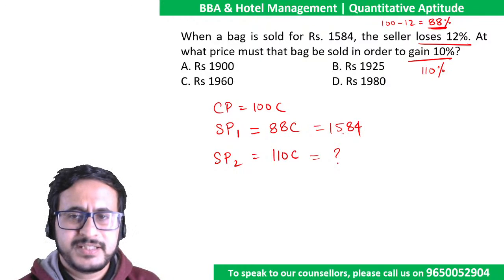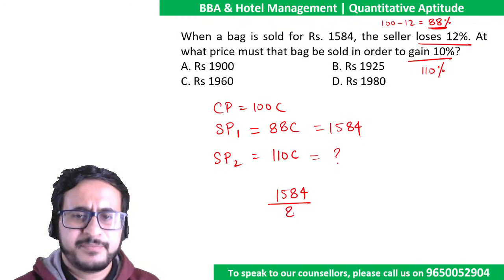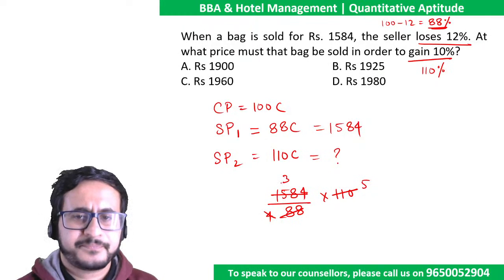So what will be the value? 88C is 1584, you have to find 110C. So that will be equal to 1584 by 88, which will give me the value of C, into 110. If you know the table of 22, it is 5 and this is 4. And then if I divide by 4, I will get 396.